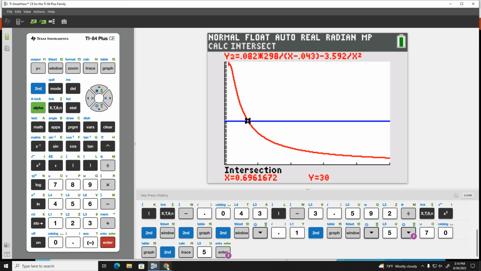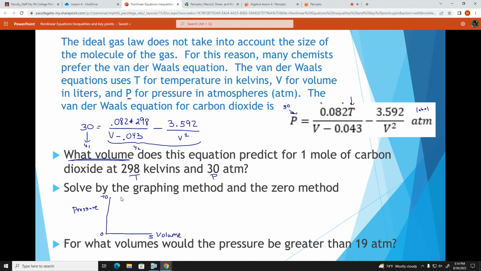So I'm going to go back and draw this information on my graph. So the graph starts here just a tick off 0, comes crashing down and levels off. A line comes across at 30. And these two guys meet here at 0.696, comma 30, is that ordered pair.